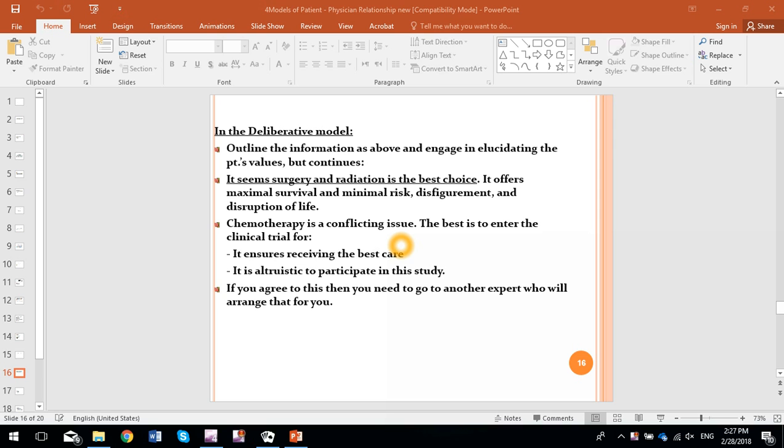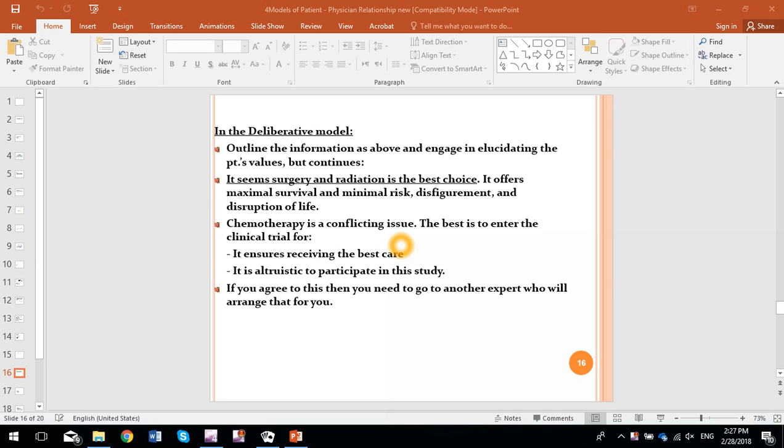Look, he's tried to focus on a value that is related to the future help of women with breast cancer. And if you agree to this, then you need to go to another expert who will arrange that for you.